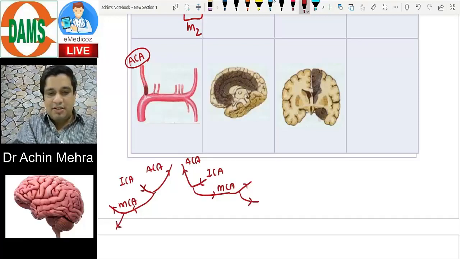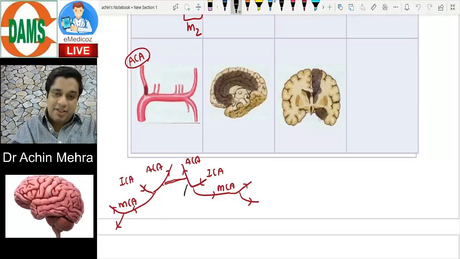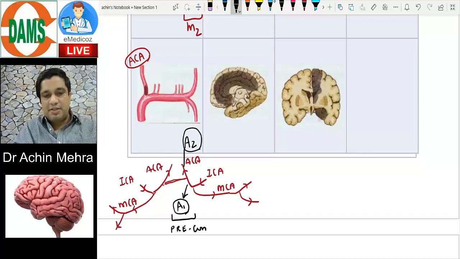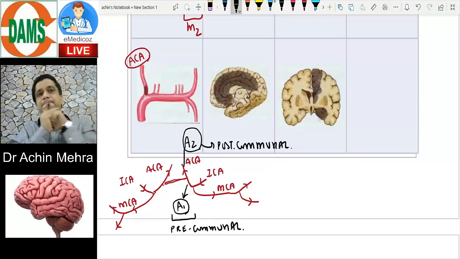And don't forget, the ACAs communicate with each other on either side with the help of the anterior communicating artery, right? Now I have a lesion in a segment of ACA, which is A1 or maybe A2. What is this A1 and A2? As you can see, A1 is pre-communal, that is before it meets the communicating artery, while A2 is after it has met the communicating artery, known as post-communal. Now what is the concept behind this?